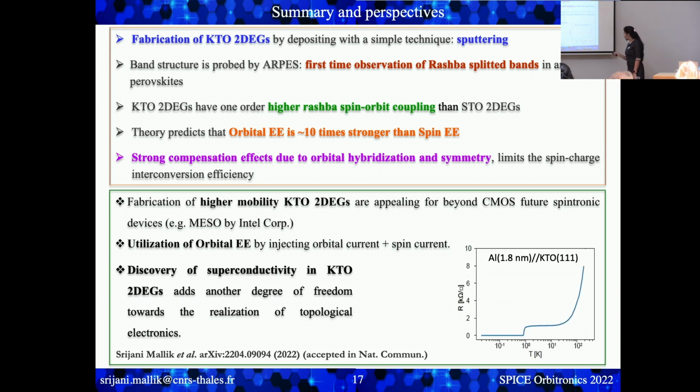And recently, last year, it has been seen that KTO 111 and 110 2DEGs are also superconducting, with a superconducting Tc one order higher in magnitude than STO. We started working on these, and we also saw superconductivity. We saw yesterday in Martha's talk that it's exciting to couple the superconductivity and the orbital Edelstein effect. So we believe this will also have some perspectives in future.